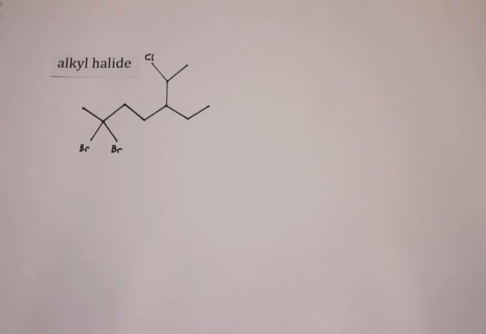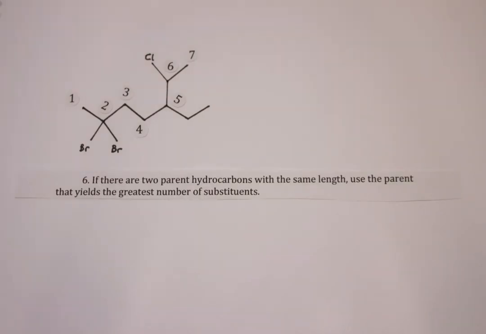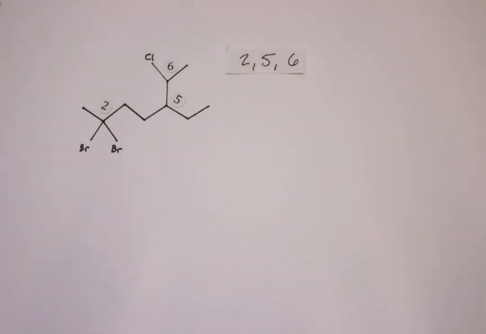Again, we number to find the longest parent chain, and if there are two parent hydrocarbons with the same length, we're going to use the parent that yields the greatest number of substituents. So 7's the biggest one we can get, and this one yields the greatest number of substituents, so we'll use it. Now, if we number from this direction, we have substituents coming off at carbon 2, 5, and 6. But if we number this way, we have substituents coming off at 2, 3, and 6. 2, 3, and 6 is lower than 2, 5, and 6, so this is the way we will number.